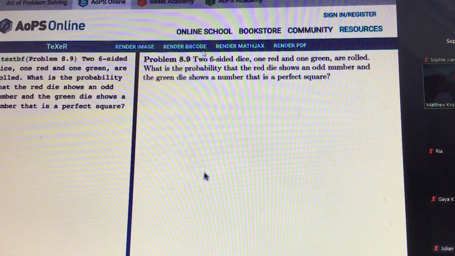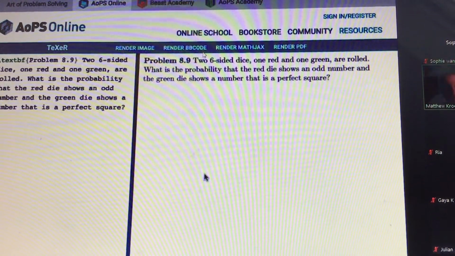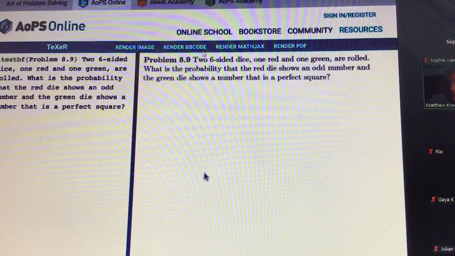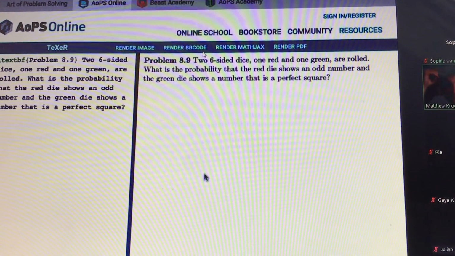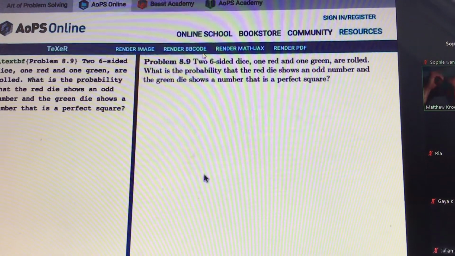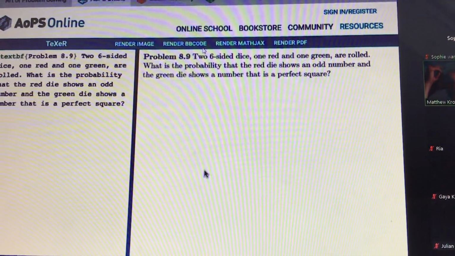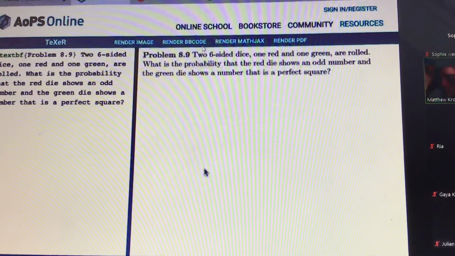Anyhow, let's talk about what's going on here. There's a 1/2 chance that the red die is showing an odd number, and a 1/3 chance, because 2 over 6, because there's two perfect squares you could be thinking of, that the green die is showing a perfect square. So 1/2 times 1/3 is 1/6. So 1/6 is the answer.